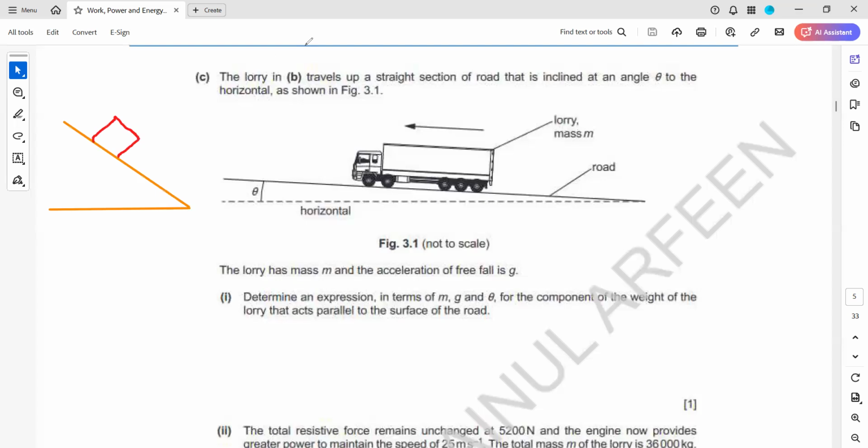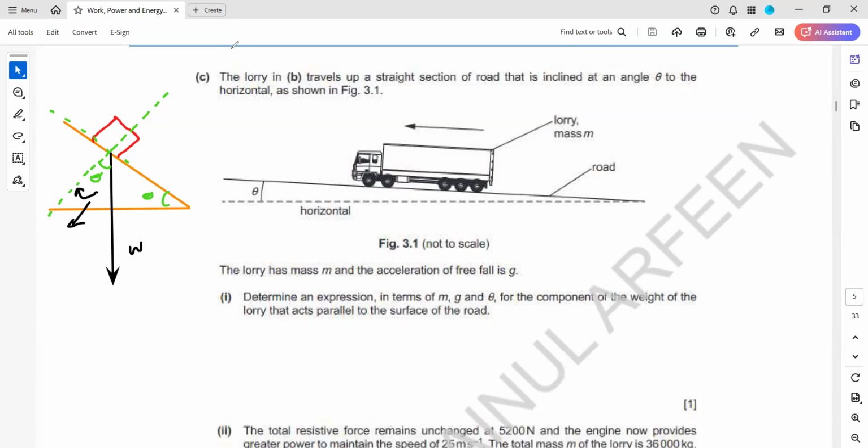So the weight of the lorry is acting downward, the gravitational pull. This weight we resolve into components by taking an axis. So here is angle theta. When we take the axis, the angle theta here will be the same as the angle of the inclined surface. So weight will have two components. One of the components is with the angle, another is opposite to the angle.